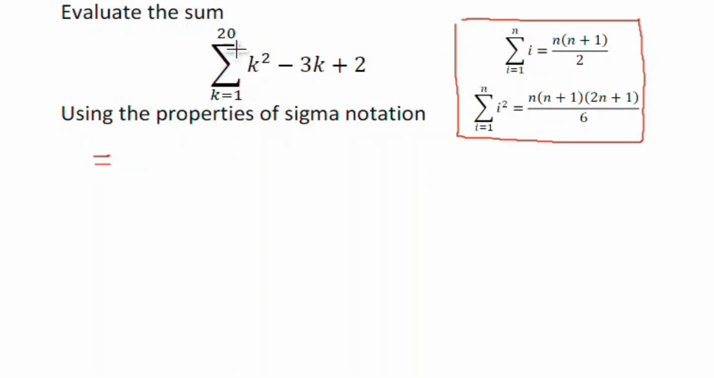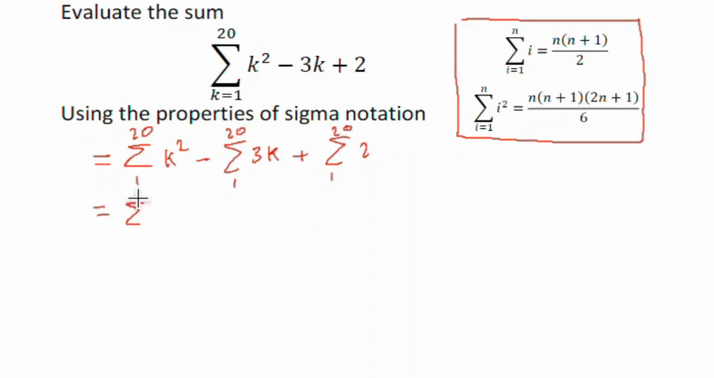So the first thing we're going to do is split the sum into three sums. We're going to split it into the sum of k squared from 1 up to 20, minus the sum of 3k from 1 up to 20, and we're going to add on to that the sum of 2 from 1 up to 20. And then this one we're going to factorize. The other two we're not going to do anything else with just now.